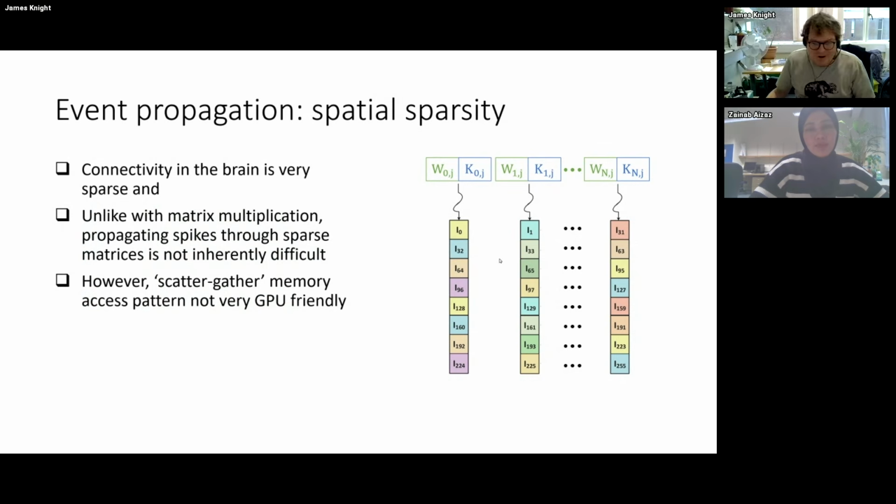So that was just a weight matrix, but connectivity in the brain is very sparse, and this is related to pruning in ANNs. So if we can have sparse connectivity, we can prune networks and get them to run, save memory and save compute. And the nice thing is that unlike with matrix multiplication, where multiplying by a sparse matrix is really expensive, propagating spikes with a sparse matrix is easy. But the problem is it involves this scatter-gather memory access pattern that's not very GPU friendly. It's handled in the L2 cache up to a certain point, but when you run out of L2 cache, it becomes very, very slow.